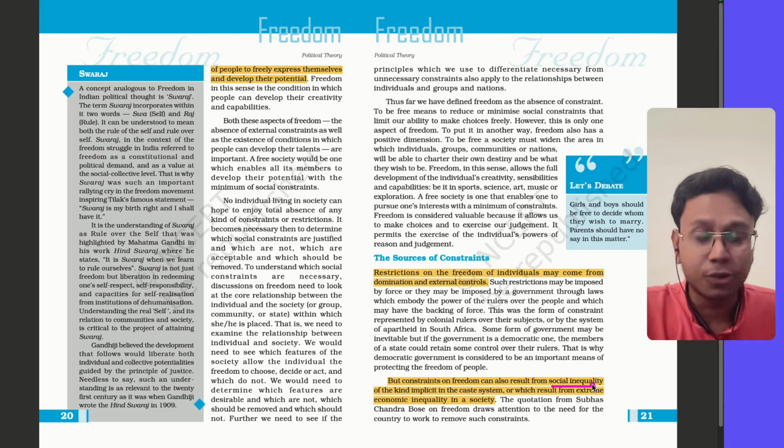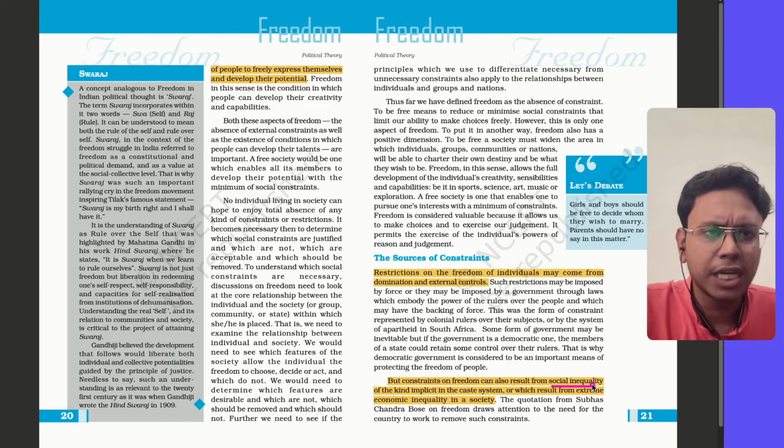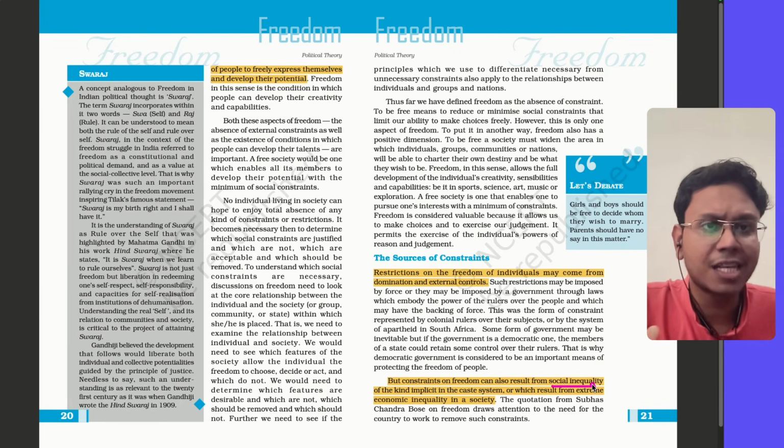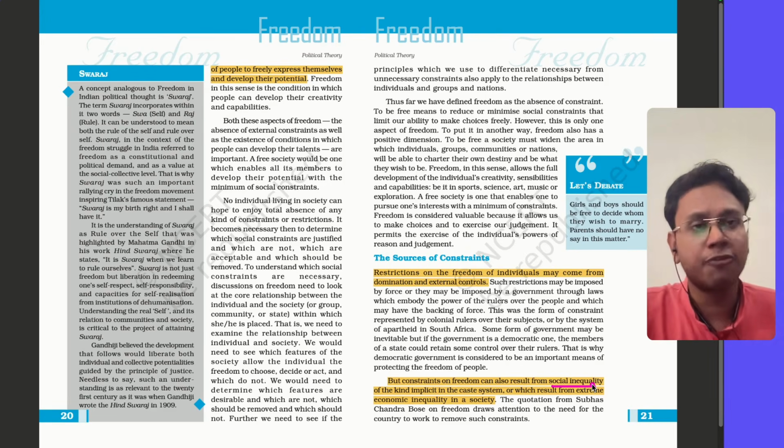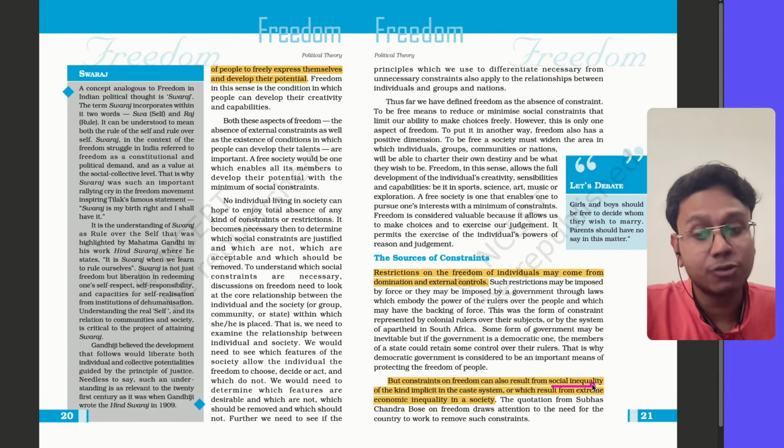Previously in the Varna system, and today also in the caste-based system in various rural areas, we see that an individual from a marginalized section is constrained. Previously, they were constrained from drawing water from the well. Today also they are, to some extent, constrained from dining with people of the so-called upper class. So that social constraint remains.